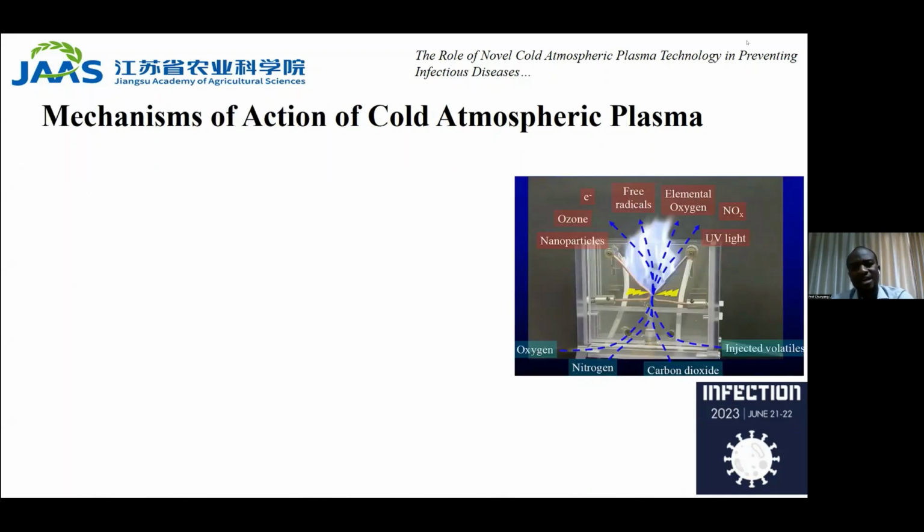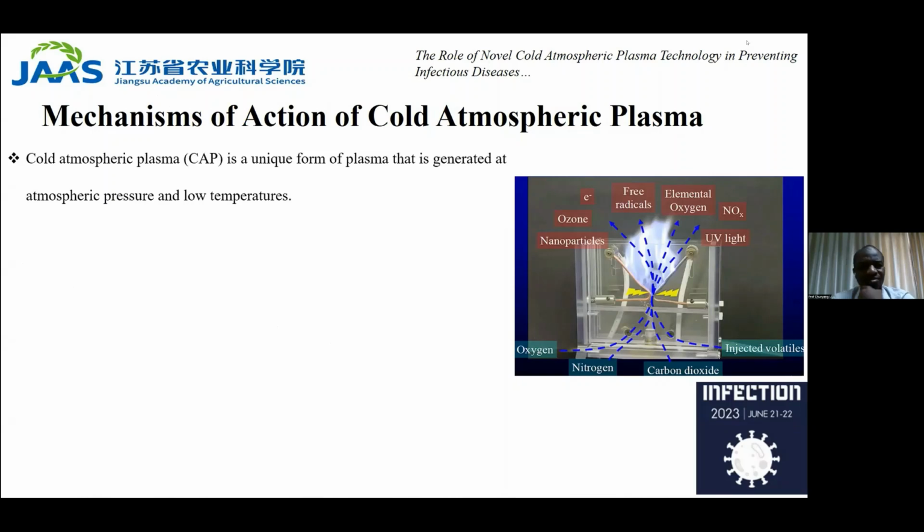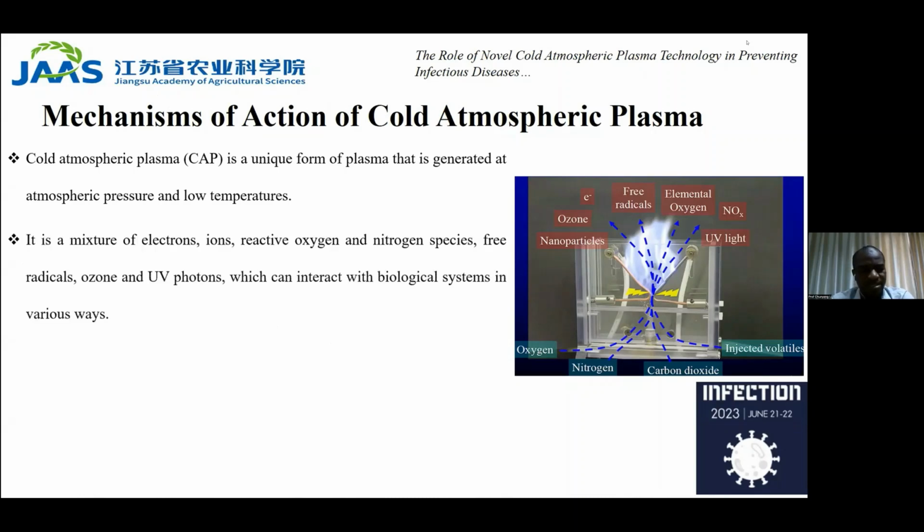And the mechanism of action of cold atmospheric plasma. Cold atmospheric plasma is a unique form of plasma that is generated at atmospheric pressure and low temperature. It is a mixture of electrons, ions, reactive oxygen and nitrogen species, free radicals, ozone, and UV photons, which can interact with biological systems in various ways.